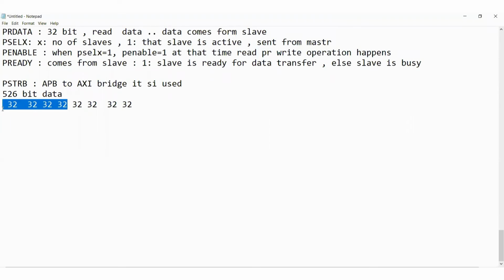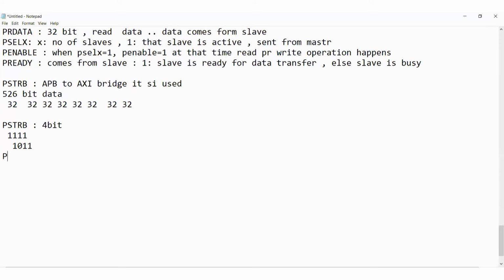Okay, now let's say in this 32-bit, these 4 bits are invalid. Like you are sending the data, but that data is not valid data, some garbage values. So there will be a PSTRB signal. It is normally a 4-bit signal. So what it will do, it will first send 1, 1, 1, 1. That means these 4 bytes are valid. Now let's say the next PSTRB is equal to 1011. So 1011 means this one is valid, this one is valid, but this data is not valid. It is just going to be considered as don't care data. So the PSTRB signal is used to indicate the valid data.